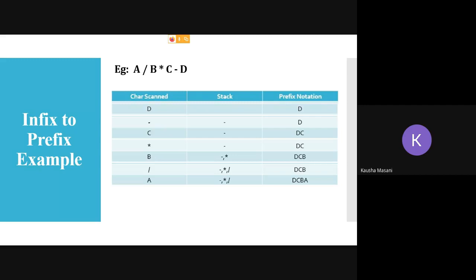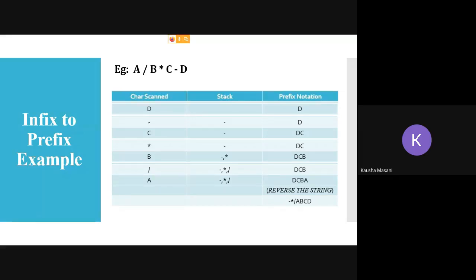Now there is A. Okay. So A is my operand. Again, you are going to add DCBA in the prefix notation. Now there is nothing to be scanned. So one by one, you are going to pop out your operators. So what will it be? Divide will get popped out. So DCBA divide, then star, then minus. Okay. So your result will be DCBA divide star and minus.